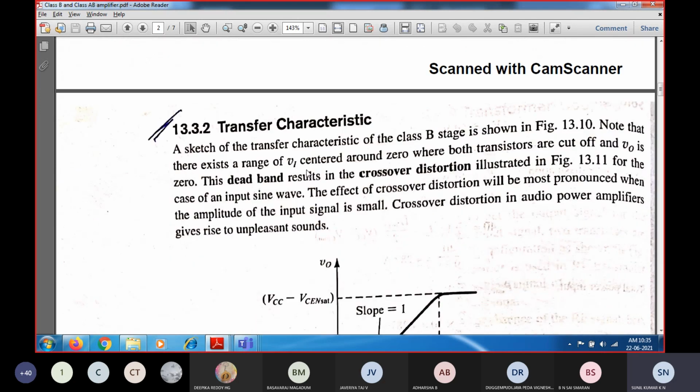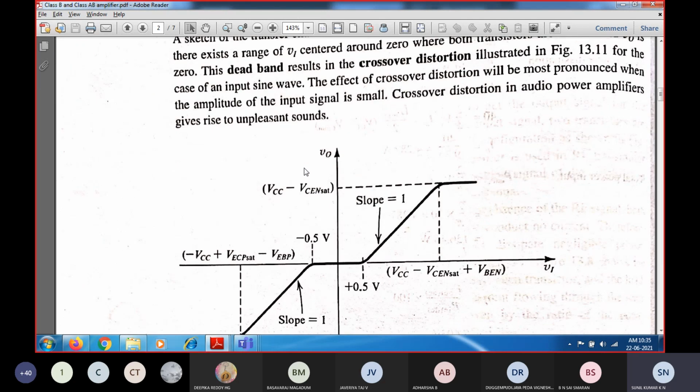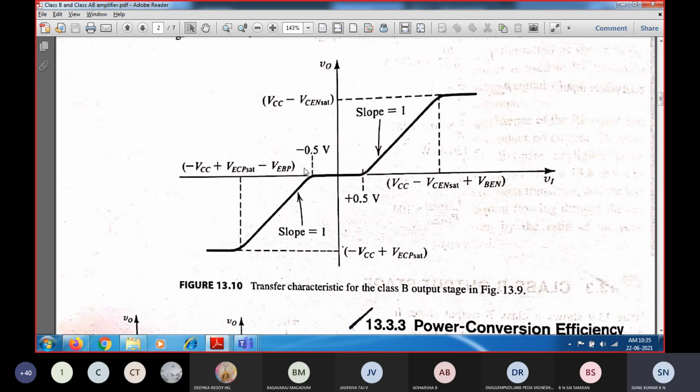Now if we go for the transfer characteristics, you can see the transfer characteristics of the class B amplifier for the complementary transistors. You should remember that transfer characteristic means the output voltage versus the input voltage. The plotting of the curve of output voltage with respect to input voltage is nothing but the transfer characteristic. You can see this is the output voltage and this is the input voltage.